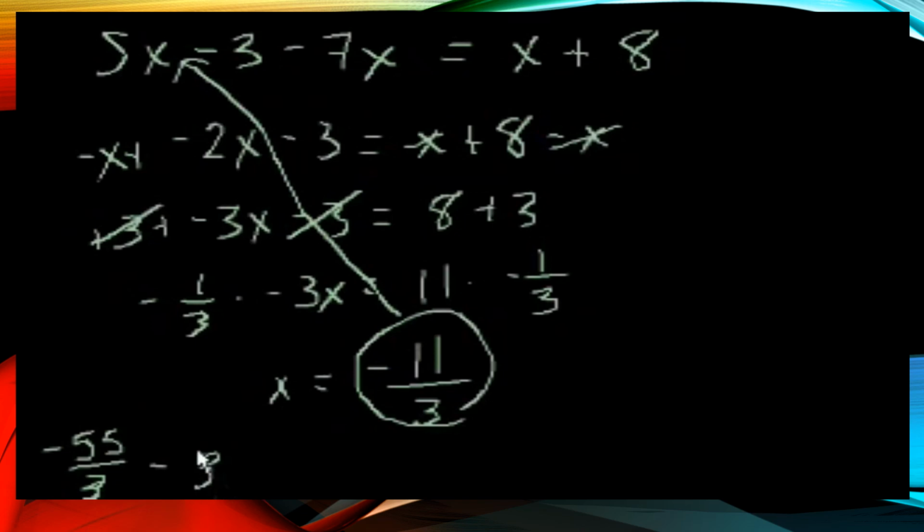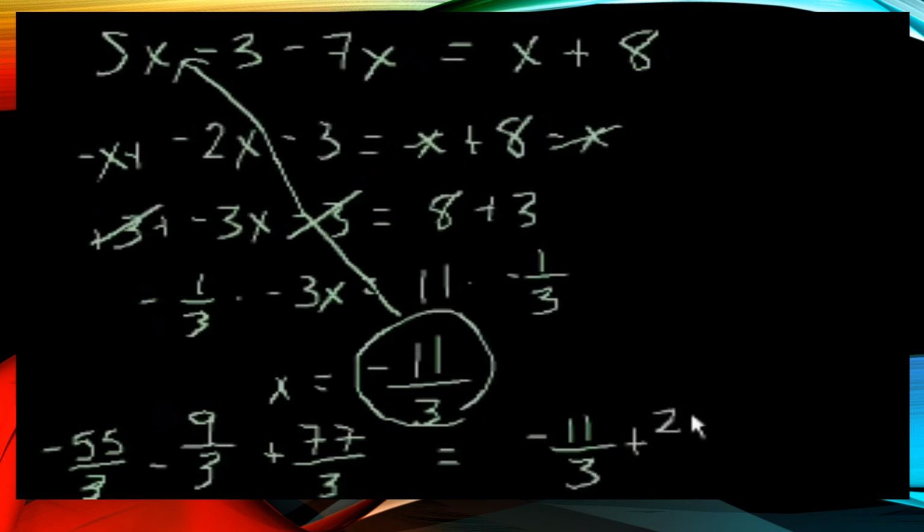And what's 3? 3 could also be written as minus 9 over 3. I'm skipping some steps, but I think you know your fractions pretty good by this point, so that's minus 9 over 3. And then minus 7x is the same thing as plus 77 over 3, because we have the minus 7 times minus 11, so it's plus 77. And the equation is saying that should equal minus 11 over 3, that's what x is, plus, and 8 is nothing more than 24 over 3.